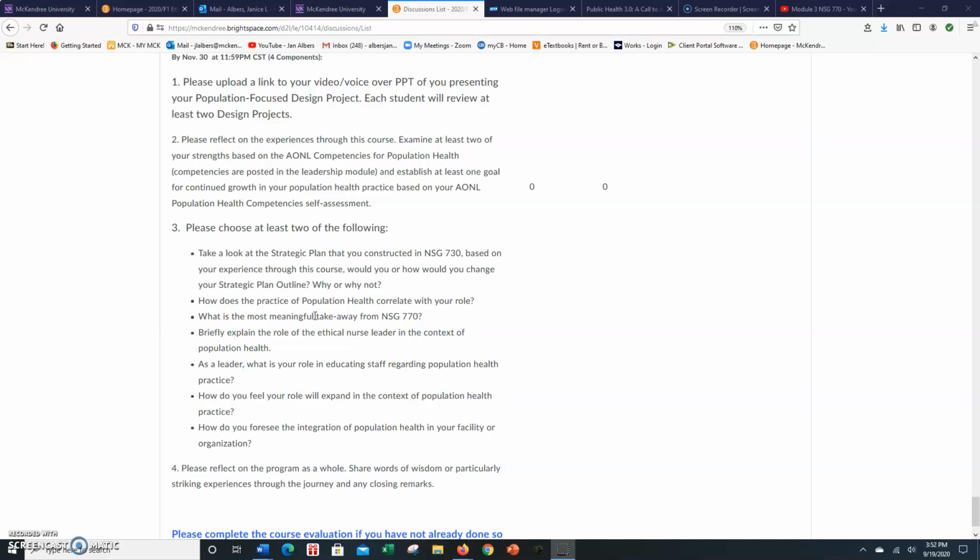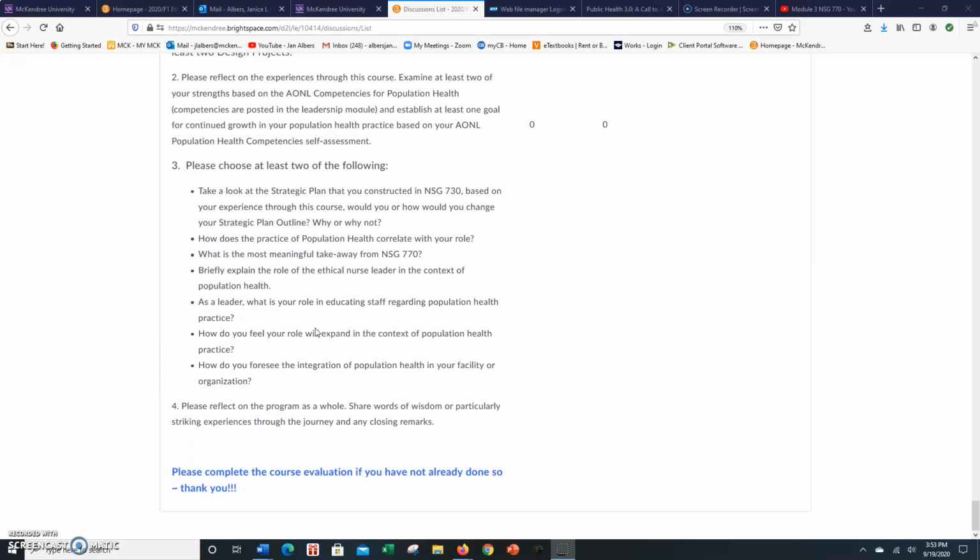when we're examining population health and some of the facets that you've covered earlier on in your program, namely the strategic plan outline. How did that tie in? How does population health correlate with your role? And how can it correlate with your role? So take a look at these prompts and please choose 2 of those to reply to.